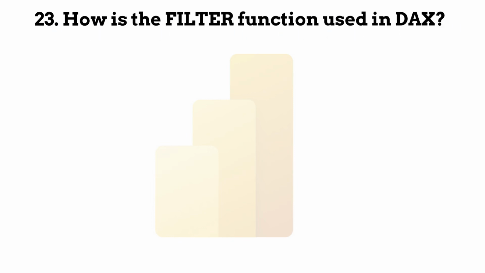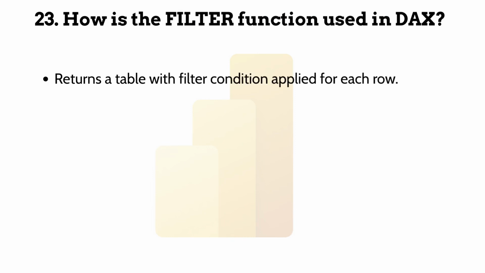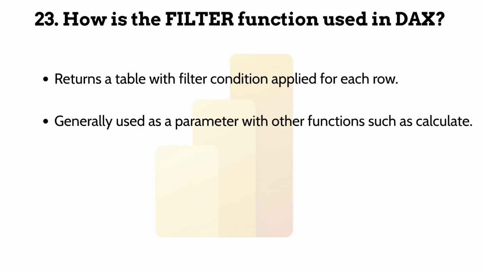Question 23. How is the filter function used in DAX? The filter function returns a table with a filter applied for each of its source table rows. So good to mention that the filter function is rarely used in isolation. In most cases the filter function is used as a parameter to other functions such as calculate. Important to note. Filter function is an iterator. This means that it can negatively impact performance over large source tables.